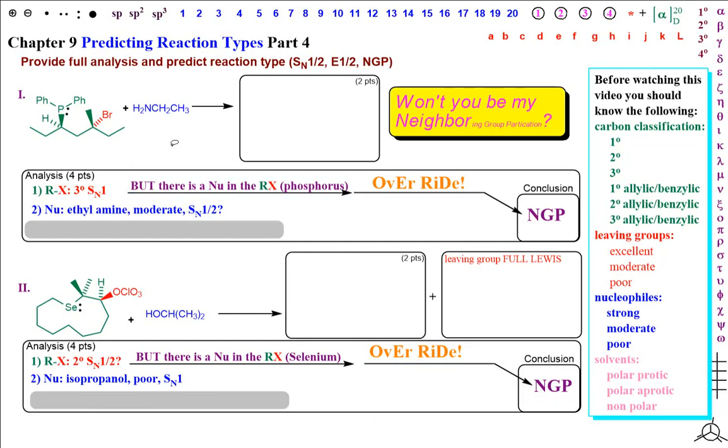And solvent. No solvent listed. Solvent is also the nucleophile. In my previous video, I mentioned this is quite common. If the solvent was participating, we would call this solvolysis, a common reaction type. Could be SN1, SN2, NGP even. So here we go. What happens during NGP?